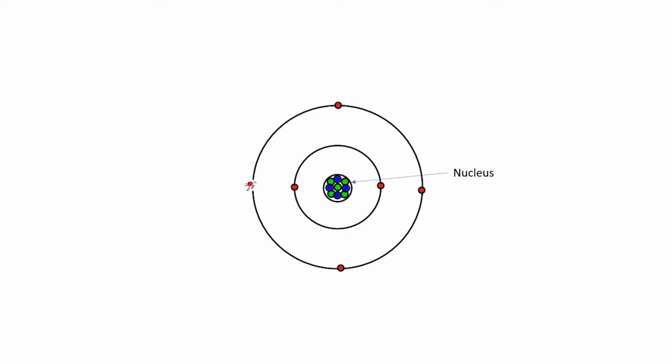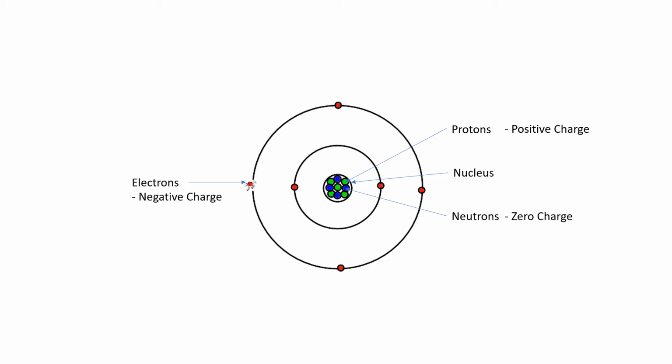Let's take a look at a basic structure of the atom. At the center of the atom, we have the nucleus. The nucleus contains two particles. The first one, known as the proton, has a positive charge. The second type of particle is known as the neutron, and neutrons have zero charge. Orbiting around the nucleus, we have particles known as electrons. The electrons have a negative charge, and they exist in areas known as shells or bands.